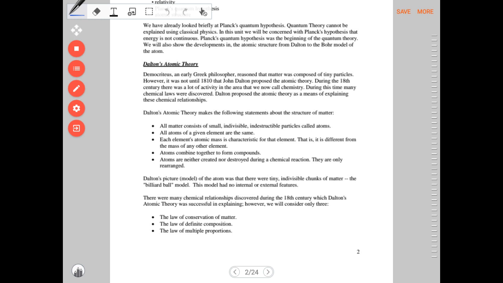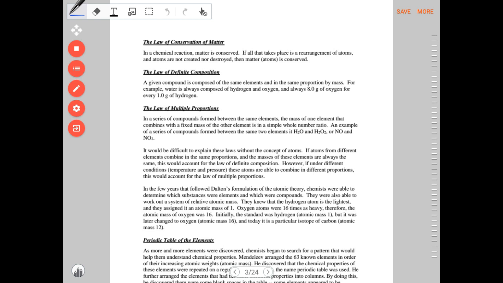Okay, there were many chemical relationships discovered in the 18th century, which Dalton's atomic theory was successful in explaining. However, we're only going to talk about 3. Okay, so we're going to talk about the law of conservation of matter, the law of definite composition, and the law of multiple proportions. Boom. Okay, so law of conservation of matter. In a chemical reaction, matter is conserved. If all that takes place is a rearrangement of atoms, and atoms are not created or destroyed, then the matter or the atoms are conserved.